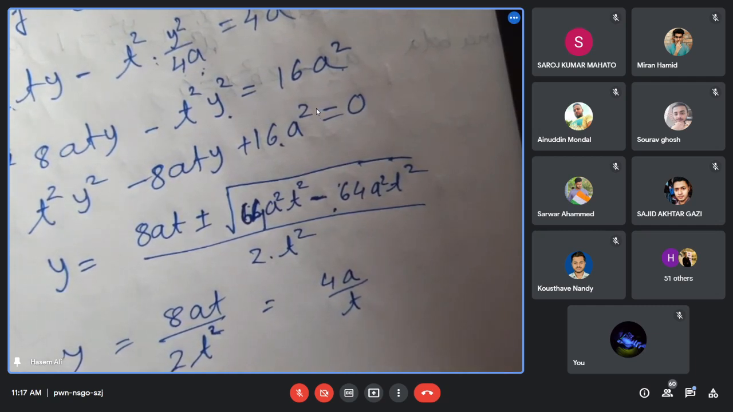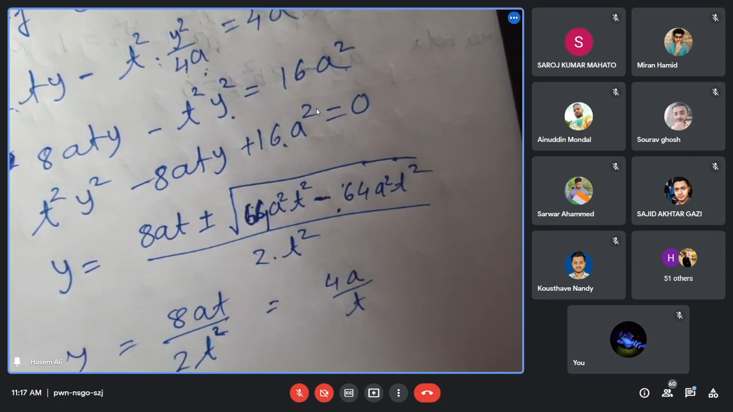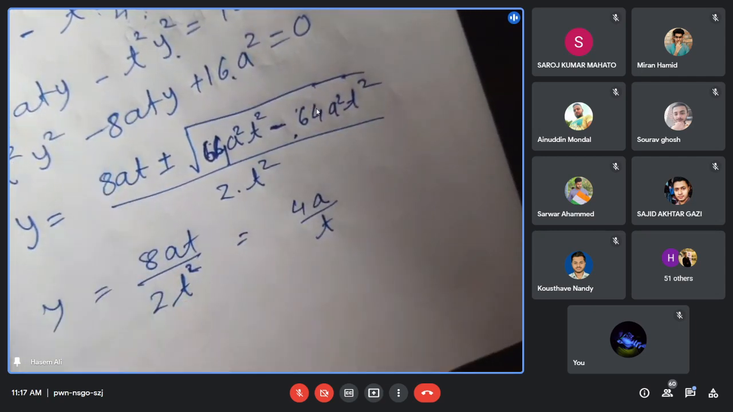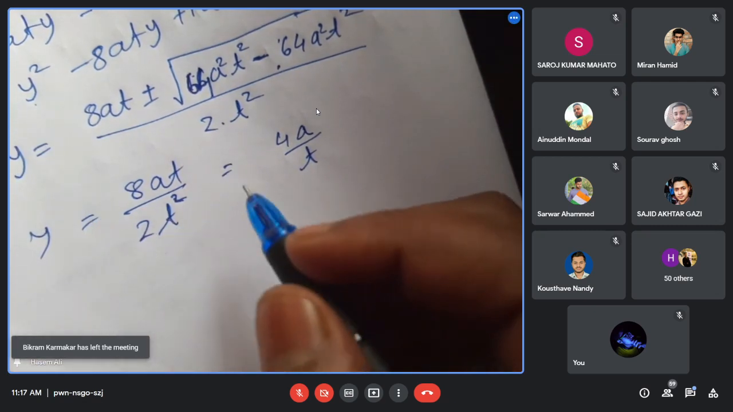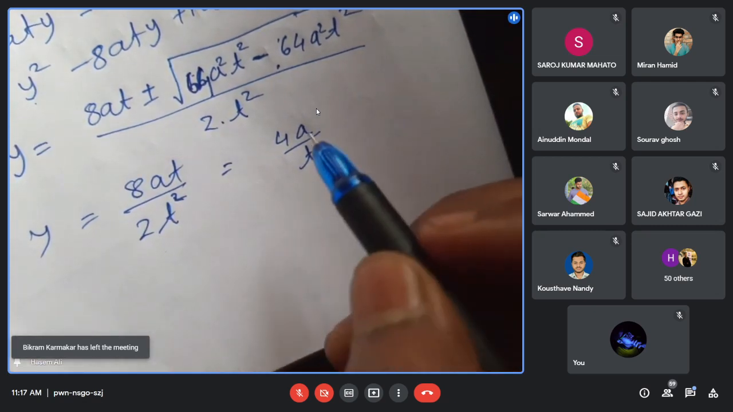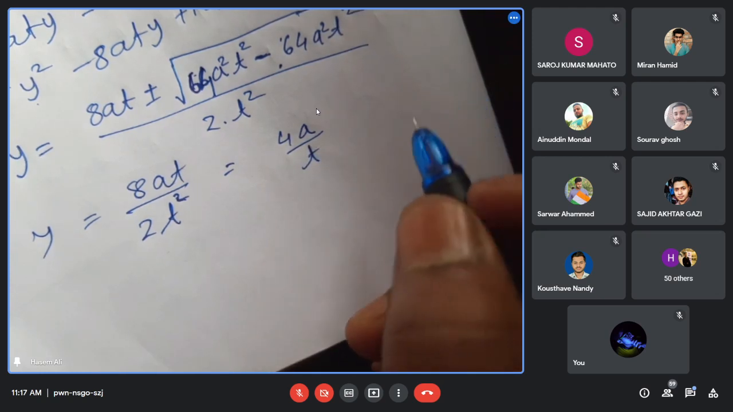So the equation has only one root. Actually, this is a second degree equation, but the two roots are similar. A second degree equation must have two roots, but the roots are similar.